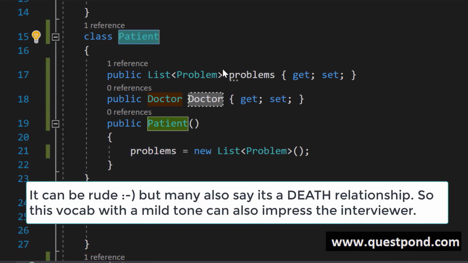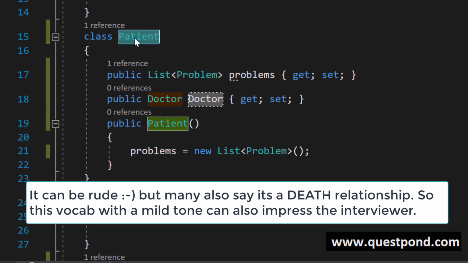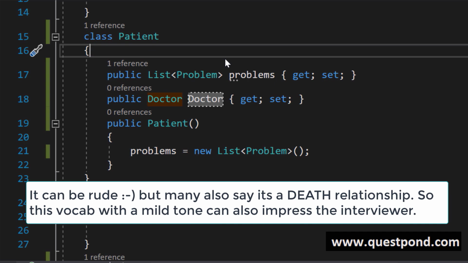So when the patient object is alive, the problems object is alive. When the problems object is alive, the patient object is alive. The patient does not have any meaning without the problems object. Talking about a problems object without a patient does not have any meaning.